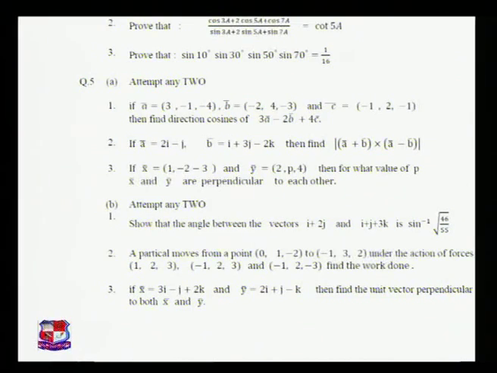Now if we move to the third one, then the third question is, if x bar is equal to 1, minus 2, minus 3 and y bar is equal to 2, p and 4, then for what value of p are x bar and y bar perpendicular? We need to find the value of p for which these two vectors are perpendicular to each other.